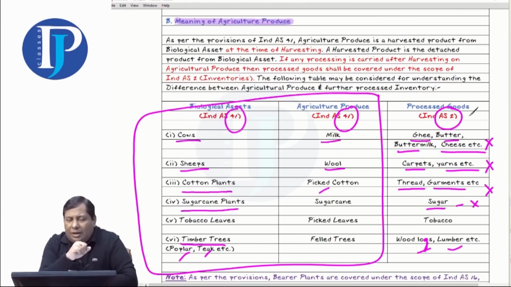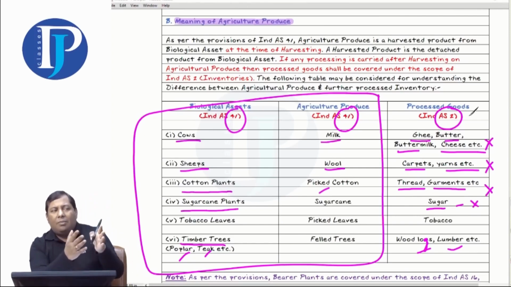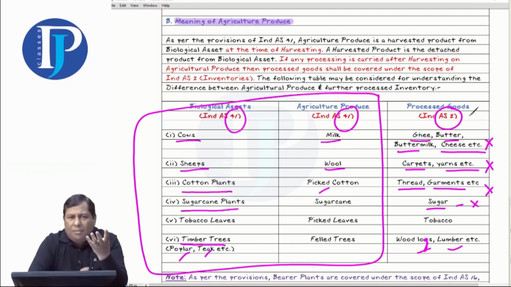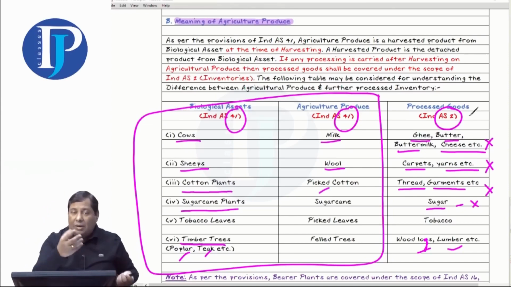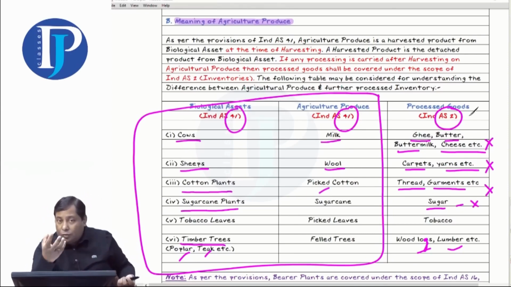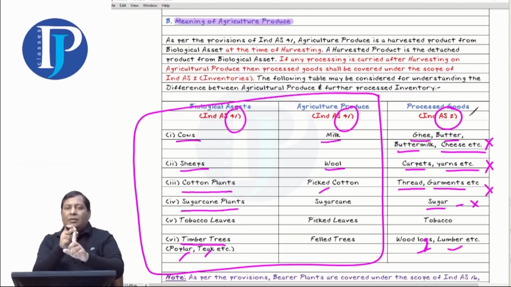We discussed fruit trees. Suppose you have planted a mango tree. The mango tree comes under Ind AS 16 because it is a bearer plant. But when you get the fruit, the mango, that is agricultural produce, so Ind AS 41. So the bearer plant comes under Ind AS 16, but its produce is agricultural produce. Mango, orange, etc. will be treated as per Ind AS 41 and its accounting will be done accordingly. This means plant and its produce will be treated as per Ind AS 41.